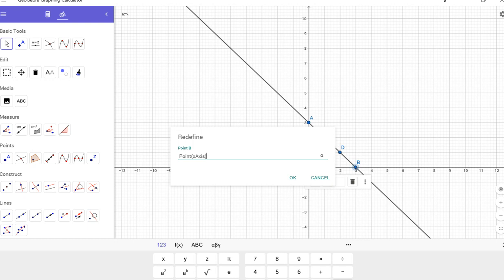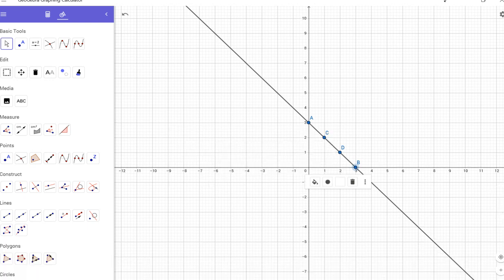Y'all stay with me. Look at the next example because there's pros and cons to both of these, and I'm going to show you what that is in the next video, okay? So y'all check out part 2.